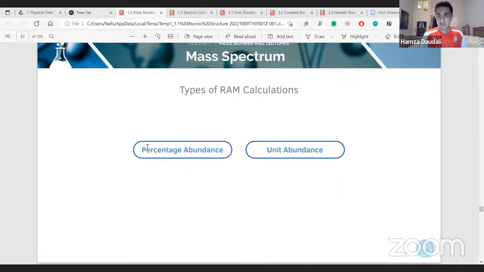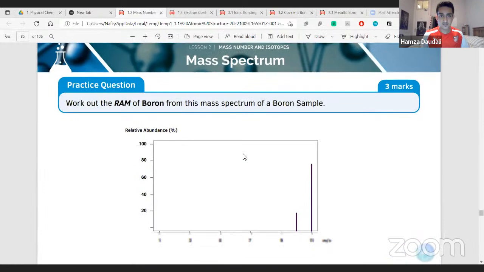Types of relative atomic mass calculation. You can often be asked to calculate either the percentage abundance or the unit abundance. I'll show you how to do this with a practice question: the relative atomic mass of boron from this mass spectrum. You've been given the fact that there is boron-11, about 80%, and boron-10, about 20%.